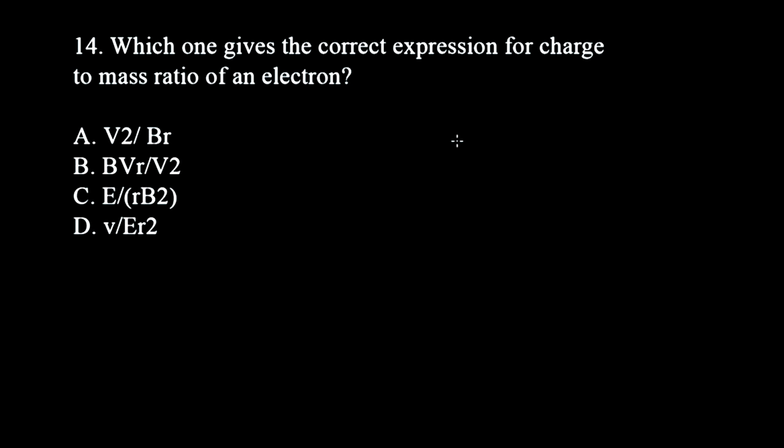So looking at this question, which one gives the correct expression for charge to mass ratio of an electron? So the charge to mass ratio of an electron was determined by J.J. Thomson in his experiment. So we have it to be E over B squared R. So it's the same thing as this. So we have it to be this.